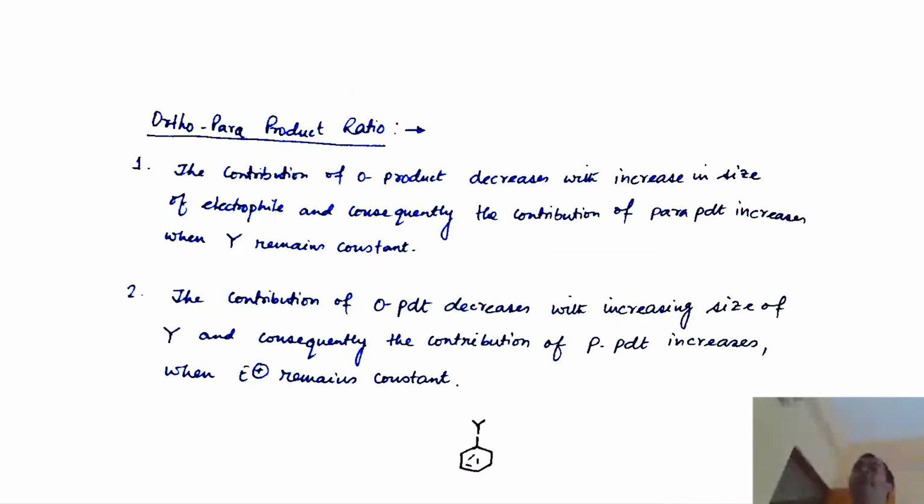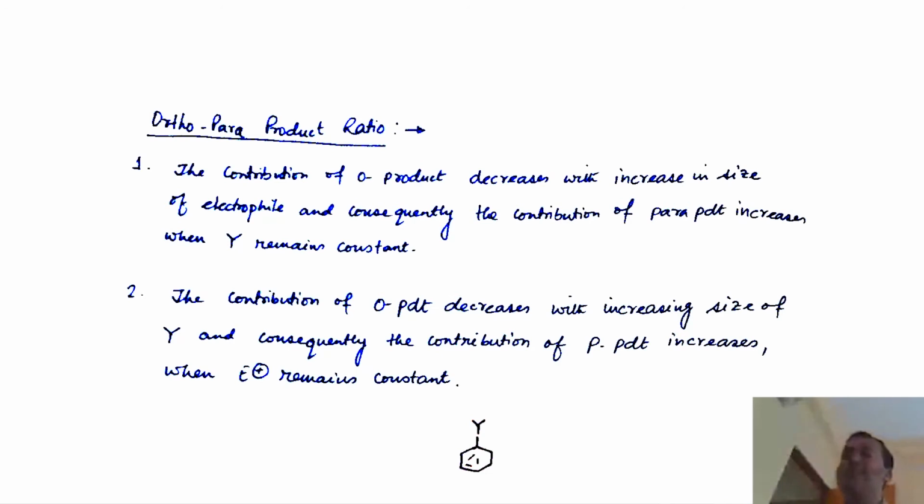Okay, now comes the ortho-para product ratio. So we have seen that when it is an electron donating group, you get either ortho product or para product, and maybe a very little, negligible amount of meta product. Let's take only the ortho product or para product. Now, how do we know which product will be more, or which product will actually form in case of an ortho-para orienting group? So it's very simple.